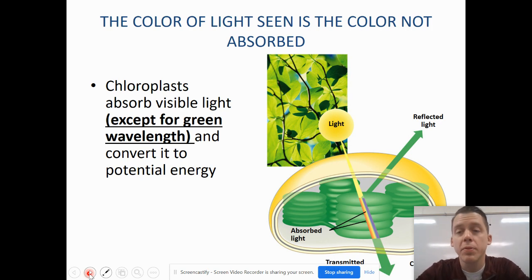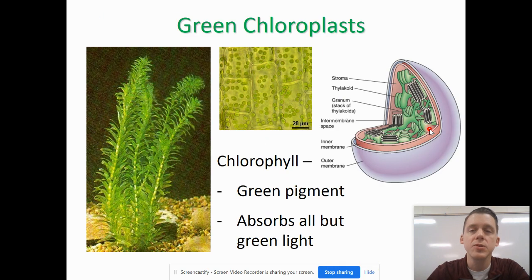The job of a chloroplast is to absorb light, and what it does is it absorbs the wavelengths of light, but not green. So chlorophyll is the pigment in a chloroplast. This is the name of the actual chemical, the pigment in a chloroplast.